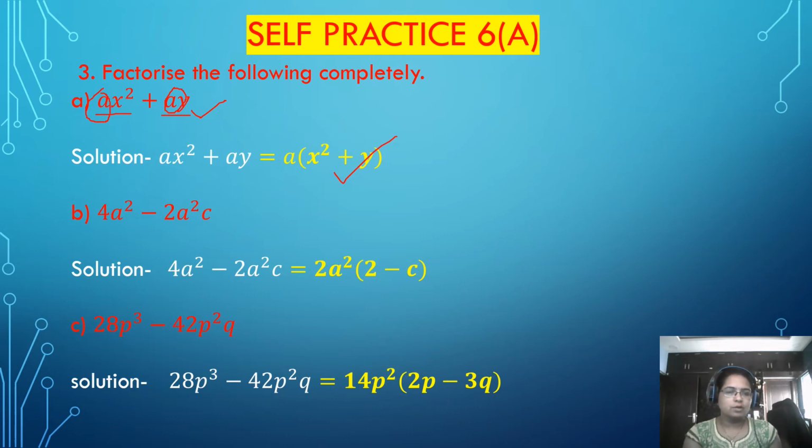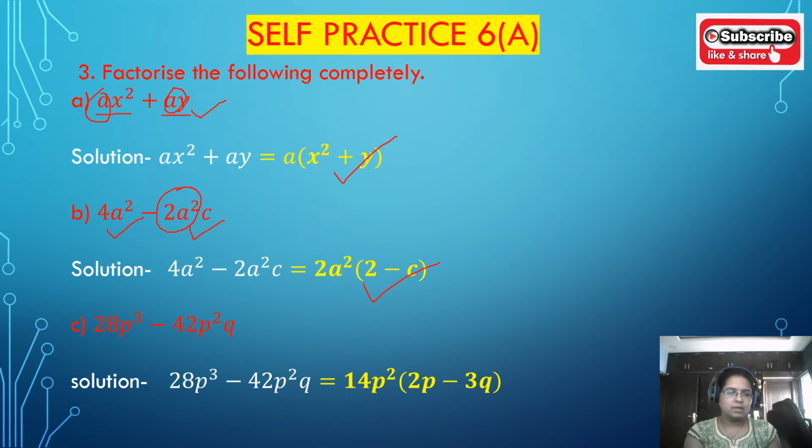B: 4a square minus 2a square c. Here 4 is 2 multiplied with 2, and a square is the common factor in this expression. So 2a square multiplied with 2 is 4a square, and 2a square multiplied with c is 2a square c. So 2a square is the common factor. So 2a square multiplied with 2 minus c. So 4a square minus 2a square c is the product of 2a square and 2 minus c, and 2 minus c is written inside the parenthesis.